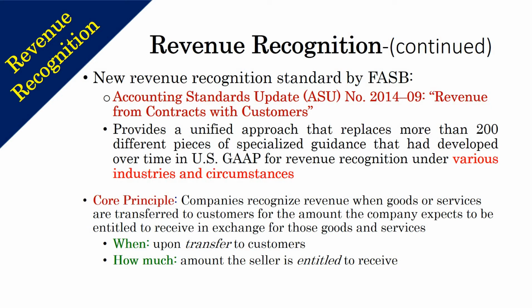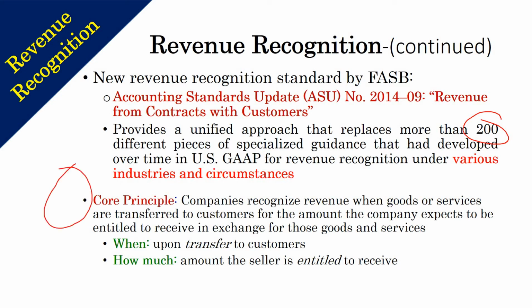So the Accounting Standards Update, ASU number 2014-09, Revenue from Contracts with Customers. This is the new rule for recognizing revenue. It provides a unified approach that replaces more than 200 different pieces of specialized guidance that had developed over time in US GAAP for revenue recognition under various industries and circumstances.